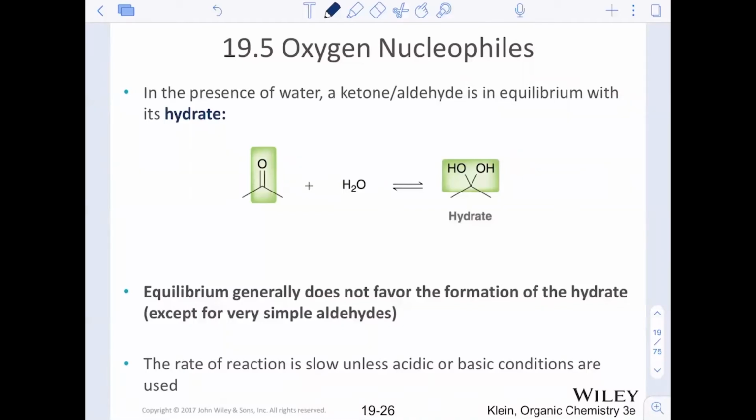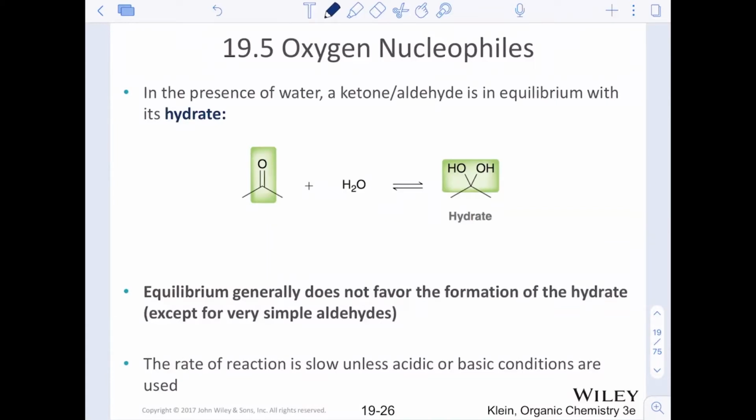All right, oxygen nucleophiles. This is the first nucleophile that we're going to talk about simply because we've used oxygen a lot before, and it's the first one that comes into our chapter. Now, in the presence of water, ketones and aldehydes will be in equilibrium with its hydrate. And so we see just with plain old water, a ketone or an aldehyde carbonyl compound can form this hydrate, which is similar to a diol, two alcohol groups.